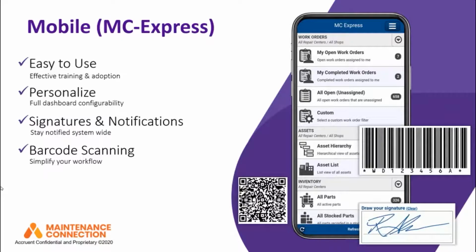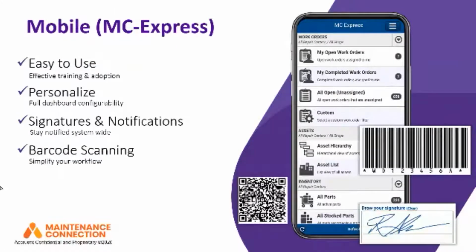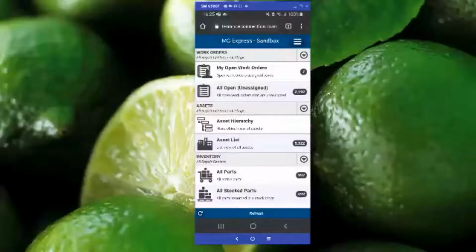Through the use of MC Express, technicians can use technologies like barcode scanning to simplify the workflow and scan the relevant assets or parts, and they can provide full job completion details, including signatures. The system can then, of course, notify the relevant people in the system or via email as the work gets completed. Here's the interface for MC Express.